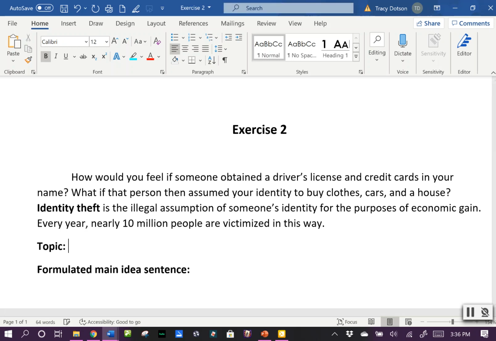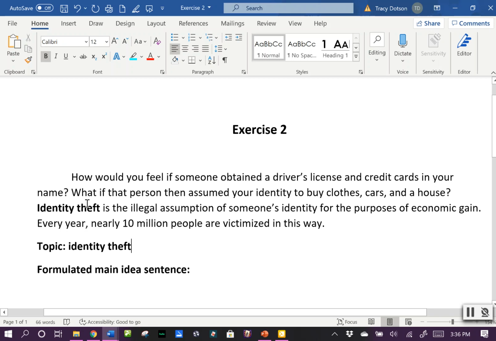So our topic, remember those 4 clues of figuring out our topic. Clue number 2 said special print, and here we have special print, identity theft, and that is what we're talking about in this paragraph. So that is our topic. Okay, so now we want to formulate our main idea. The first 2 sentences are actually questions. Remember, your main idea is never going to be a question. So we need to look at these last 2 sentences.